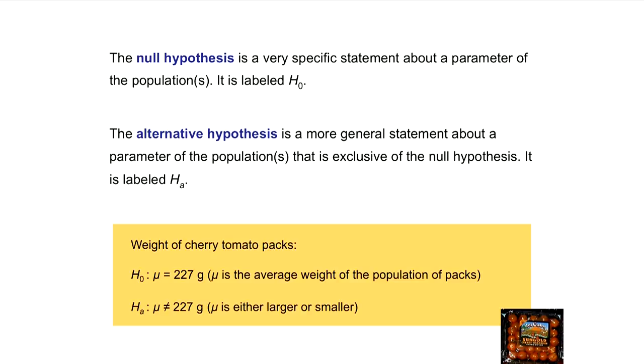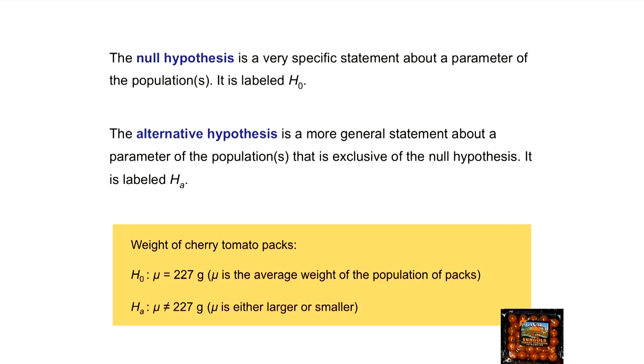And what we're specifically testing is something called a null hypothesis. A null hypothesis, which we oftentimes label as H sub zero, is talking about the population, and specifically it's talking about whether or not there is a difference between the population that we think that we ought to be in and the population that we get from our sample. So our null hypothesis in this case would be that there is no difference between the population of cherry tomato packages and what we say that population should be. In this case, that it should be 227 grams on average.